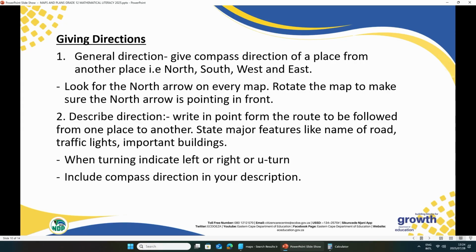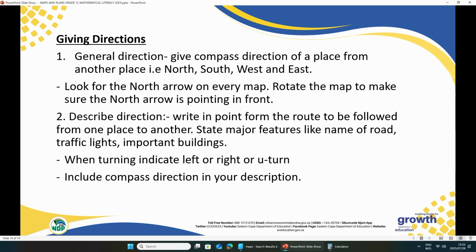Then let's move to what can be asked on the maps, right? You can be asked to give the general direction. What do we mean by general direction? We are giving the compass direction. The compass direction, we have 8 we use in mathematical literacy: north, south, west, and east. Then between the north and east, we have the northeast. Between the north and west we have the northwest, and the southeast and the southwest.